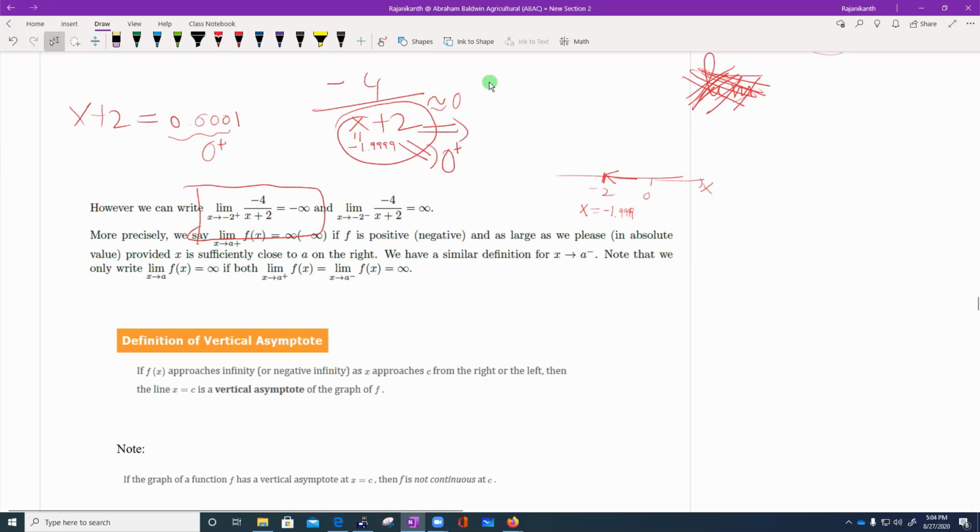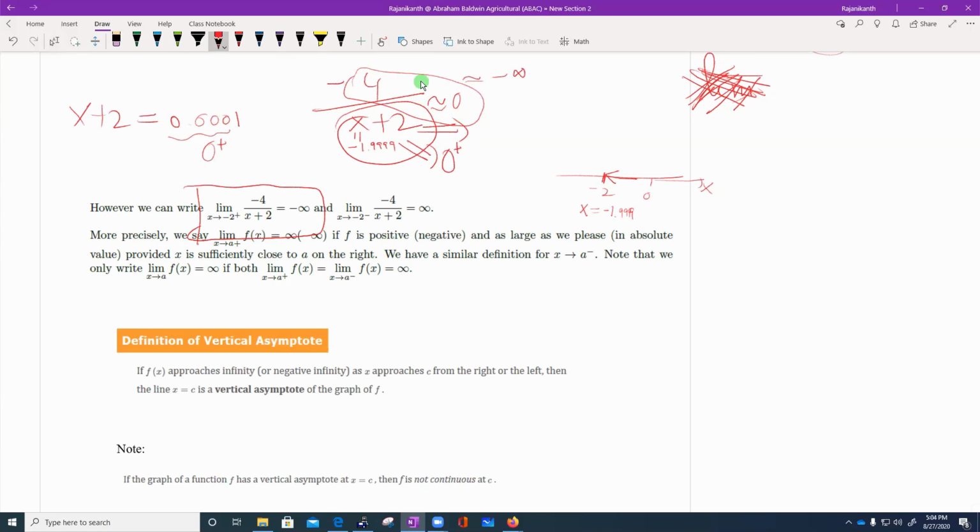Then now tell me, what is 4 over 0? Any number over 0 is infinity, am I right? Yes, sir. Negative infinity. Negative infinity, because you have the negative sign in front of 4. Therefore, the answer is ultimately negative infinity. Does that make sense?